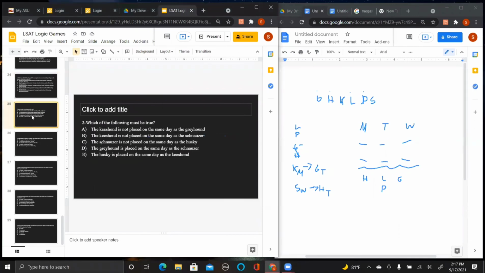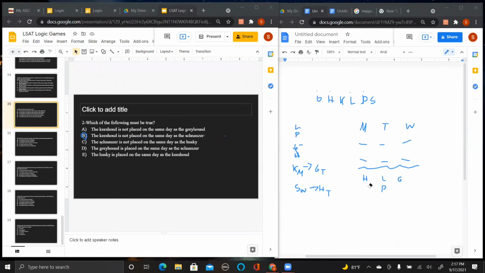Question number 2. Which one of the following must be true? The Keeshond is not placed on the same day as the Greyhound. I'm pretty sure it could. Keeshond is not placed on the same day as the Schnauzer. Oh, yep, right. Because these are the two that we have to pair with H and G. So H is either with K or S, G is either with K or S, K and S are never together. They're split up, right? So easy.